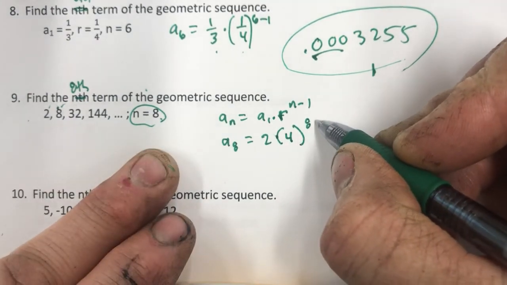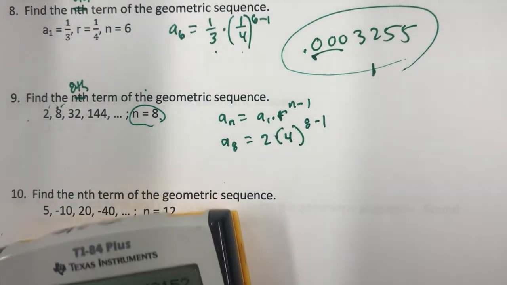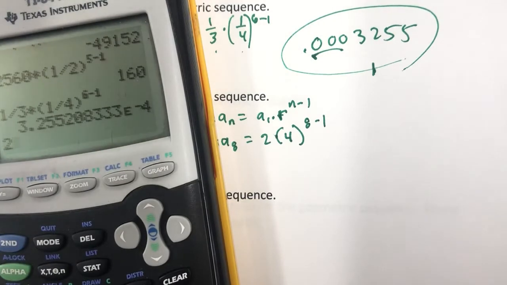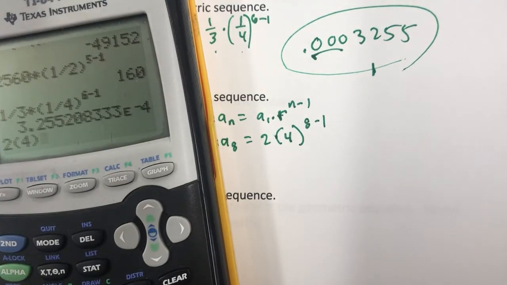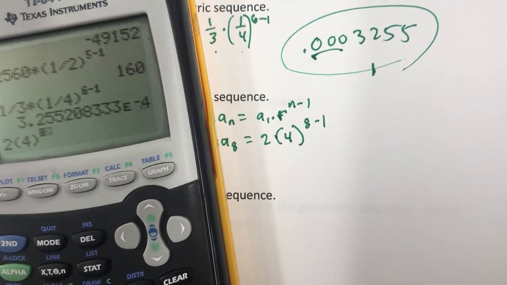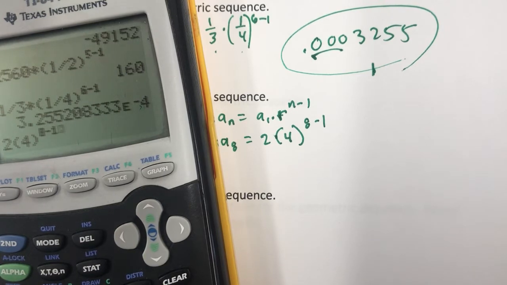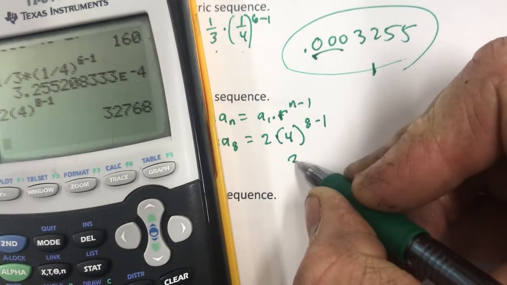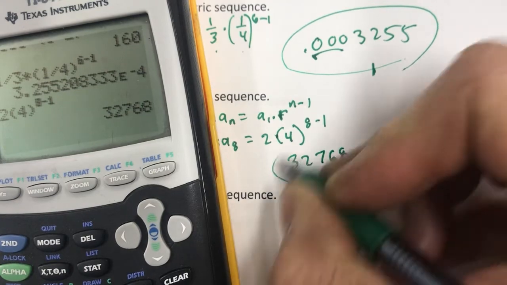And then 8 minus 1 power. So there you go. 2, 4 to the 8 minus 1 power. And that's 32,768.